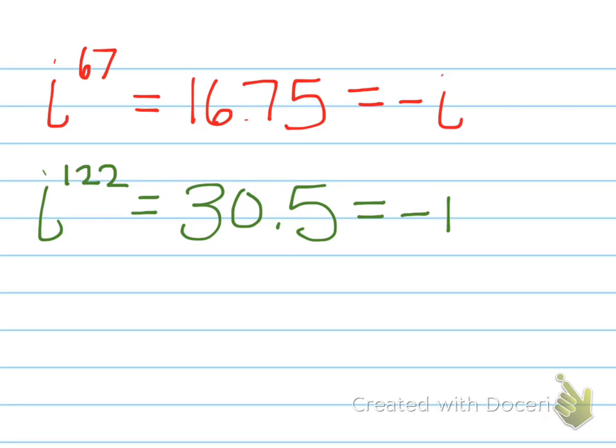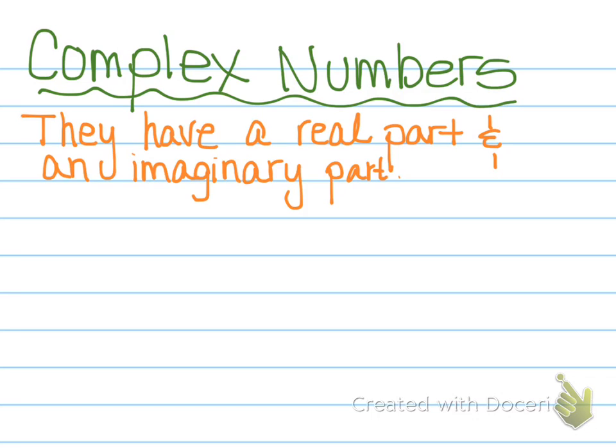Alright, so let's look at some complex properties. Complex numbers have a real part and an imaginary part. So, this is the general form, a plus bi. a is going to be our real part, and bi is our imaginary part. So any number that's next to i is considered the imaginary part. So here are a couple examples.